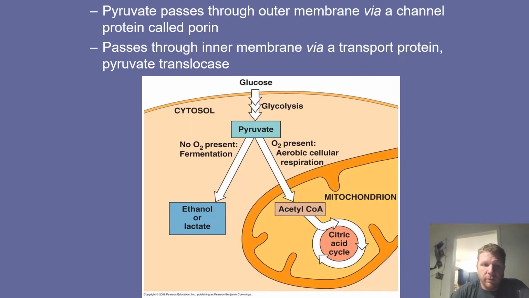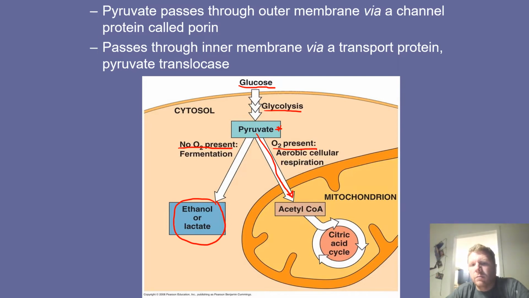Now this gives us a little bit of a flow chart for where we have been and where we're going. We started with glucose. We went through glycolysis and we generated pyruvate. We got 2 of them. Now, in the event that there is no oxygen present, you go through either homolactic fermentation or alcoholic fermentation. In the event that oxygen is present, well, you're going to have aerobic cellular respiration. This pyruvate is going to be able to enter the mitochondria, and with the help of acetyl coenzyme A, it's going to be able to enter the citric acid cycle.